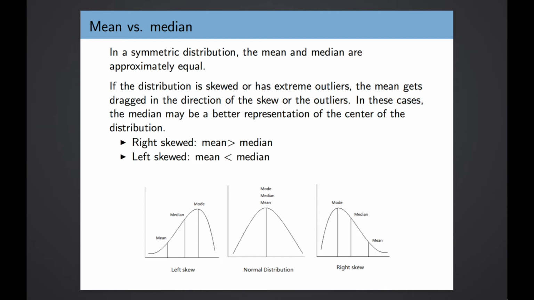So a right skewed distribution has a mean that is a lot greater than the median. You can see this in the far right distribution in this graph here. In a left skewed distribution, where you have the tail of the distribution pointing out toward the left, the mean is going to be lower than the median. And again, for the normal distribution in the middle, the mean and the median are going to be just about the same.